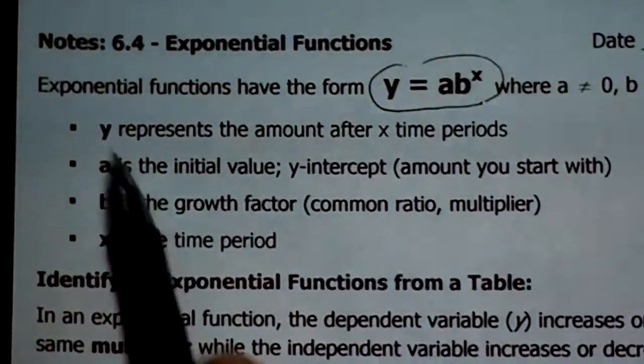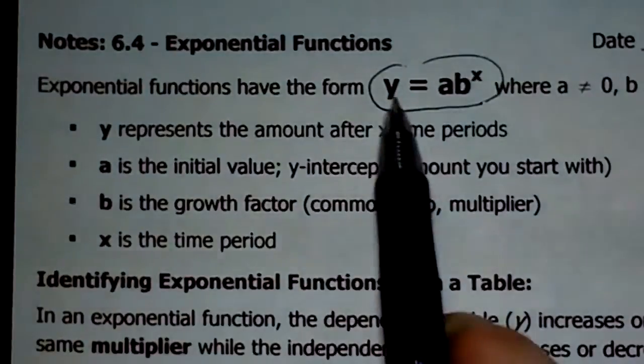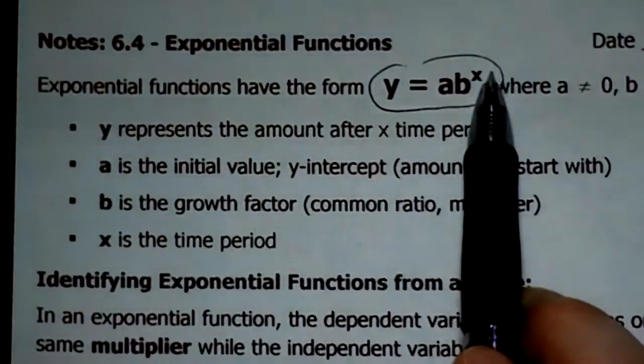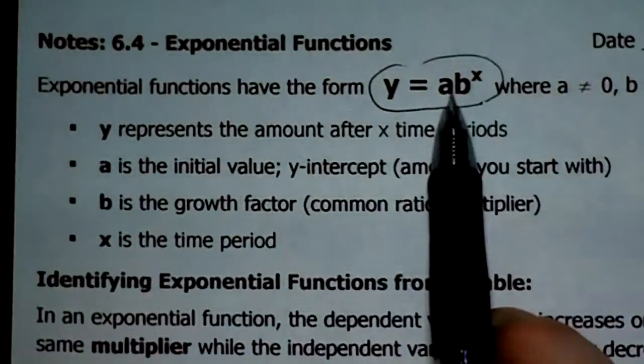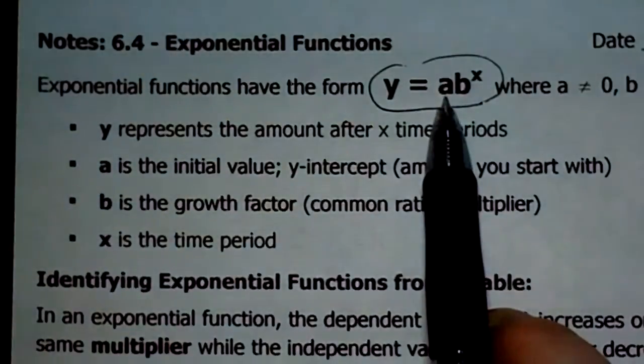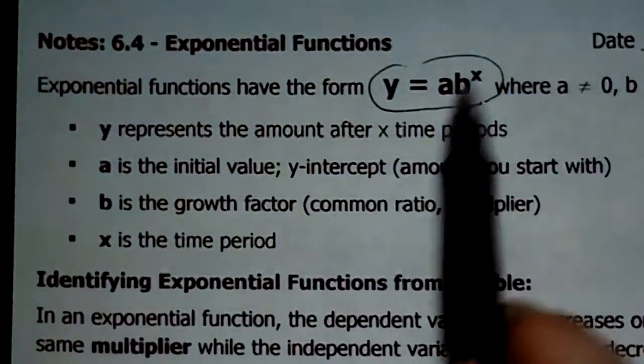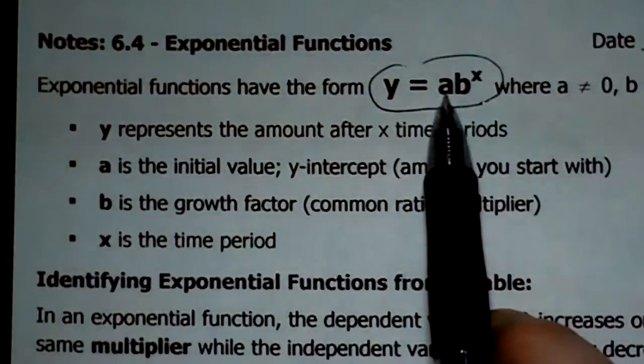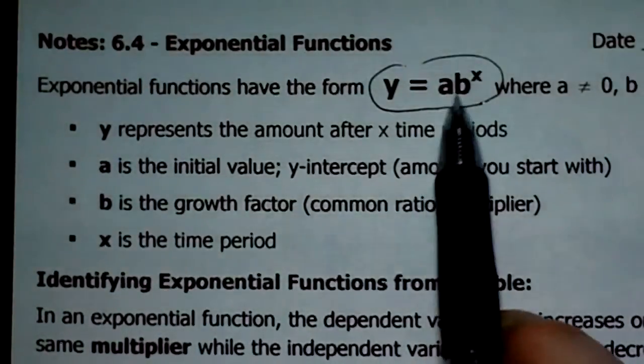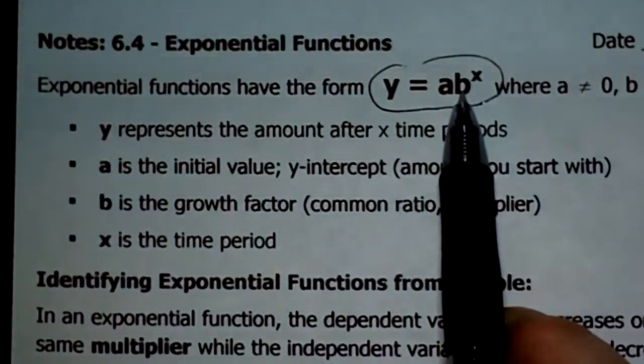So in all this, the y represents the amount after x time periods. That makes x the number of time periods. a is the initial value, the starting point, also known as the y-intercept. So whatever number I'm multiplying by that b to the x power, that's how you identify the y-intercept. This b right here, that's the growth factor.